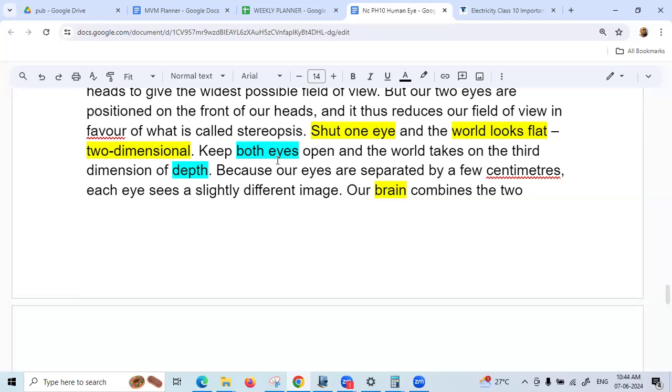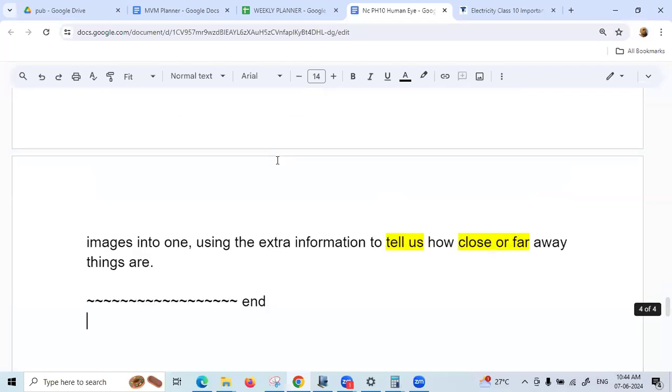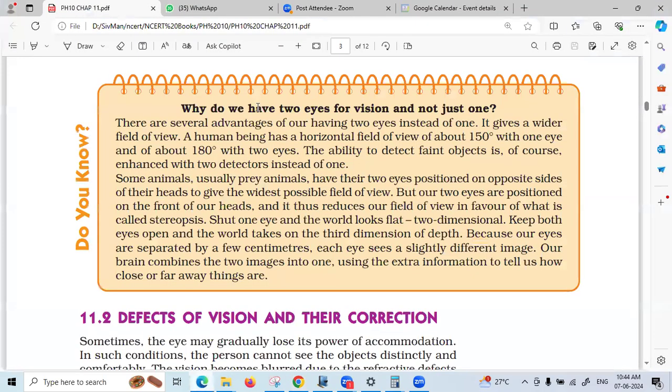Okay. So this information is coming because with two eyes, you can also sense the angle made by the object with a pair of eyes. So that's what is given here. Why do you have two eyes for vision instead of just one? So in some sense, we have a 3D view of the world. We have the information of the distance of the object.